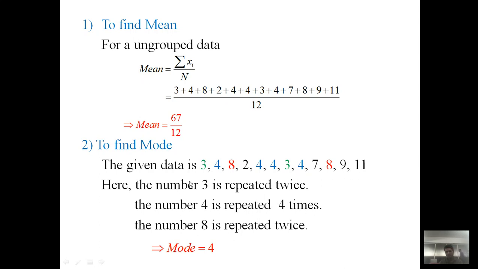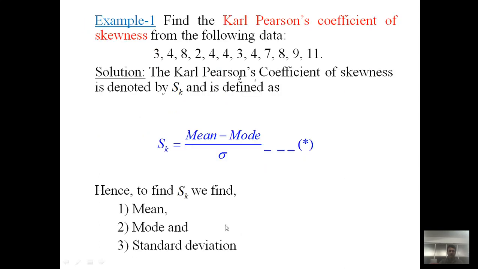So we highlight the numbers repeated more than once, and we observe that 4 is repeated 4 times. Its frequency is the highest, so the mode is 4. So we have calculated two quantities: the first is the mean, the second is the mode.